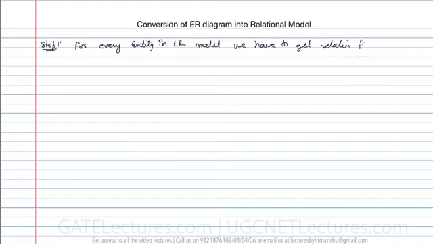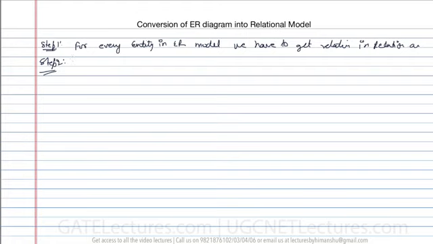Okay, so whatever topics we have studied, let me write down in terms of steps. Step 1: for every entity in the ER model, we have to get a relation in the relational model. Do one thing, write it down. I'm just not going to write everything again and again. You can pause the video and write it down in your notebook.